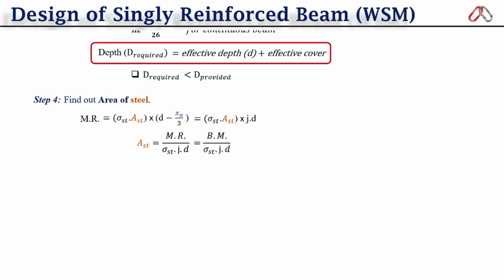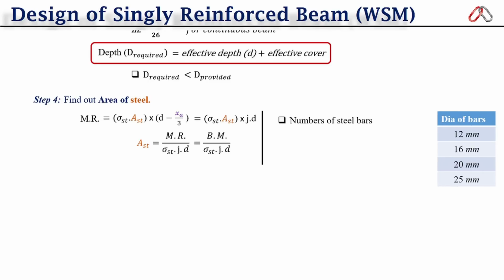So here we have found the area of steel, but we know very well that steel is available in the market in the form of bars of different diameter. So we have to convert this area of steel into number of bars. First you have to assume the diameter of tension bar. The options available with us are 12 mm, 16 mm, 20 mm and 25 mm. After selecting the proper diameter of bar, you can calculate the number of bars. The formula is area of total steel Ast upon area of one bar.